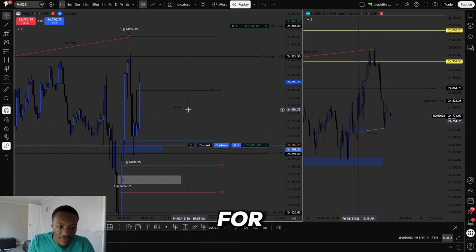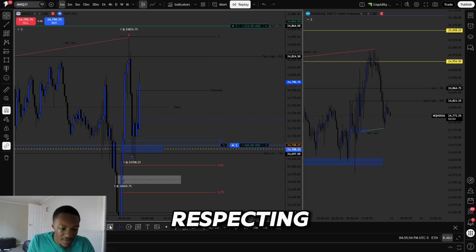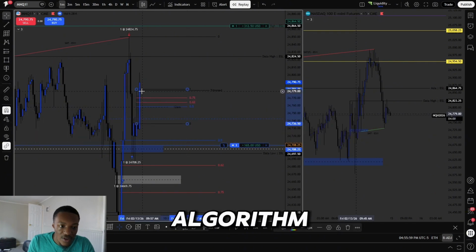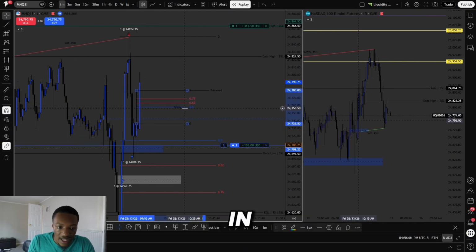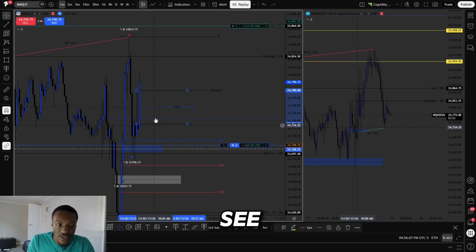And what am I looking for throughout this price action? I'm looking to see, are we respecting or disrespecting bearish order flow? So here, the algorithm knows where the wicks are. In the replay, if you stay and watch the entirety of the video, you'll see that I spoke about the 50% of this wick here.